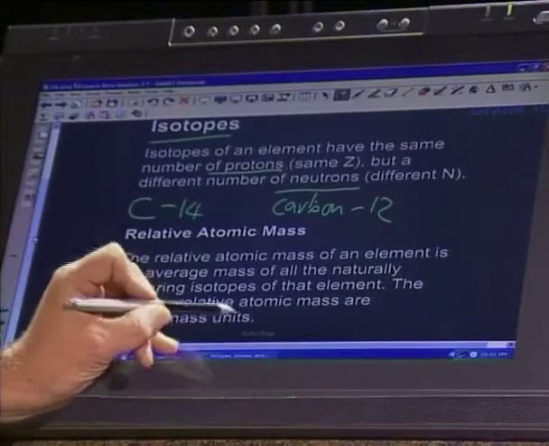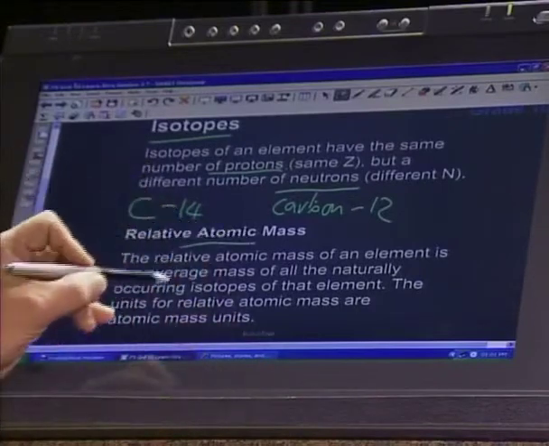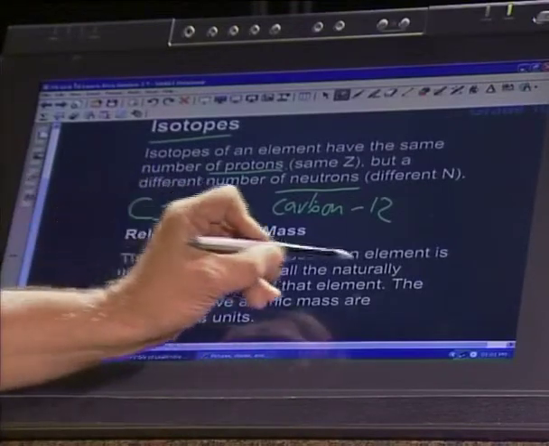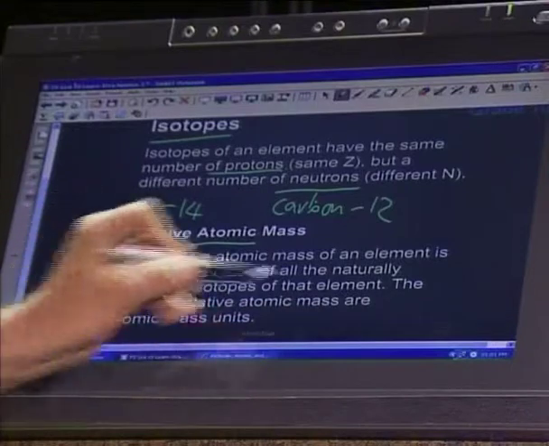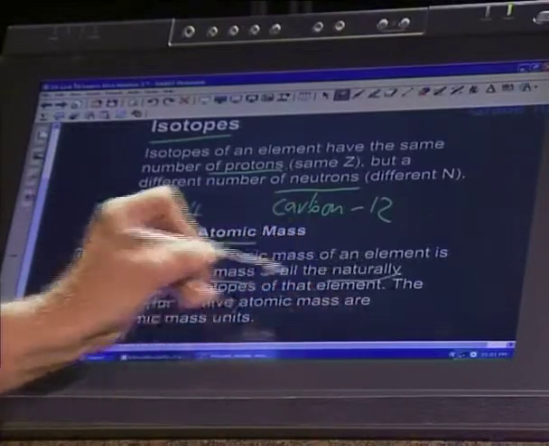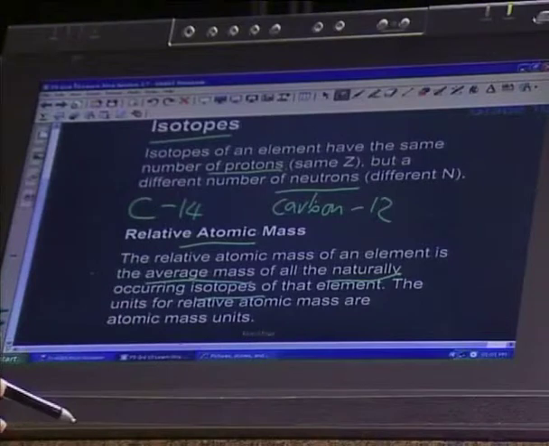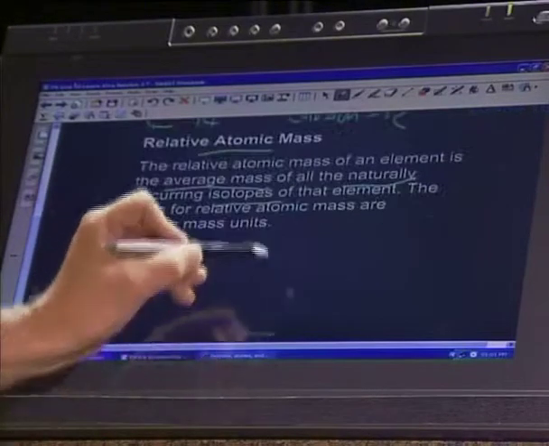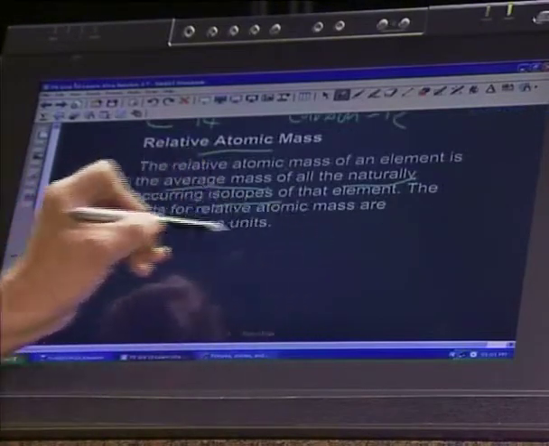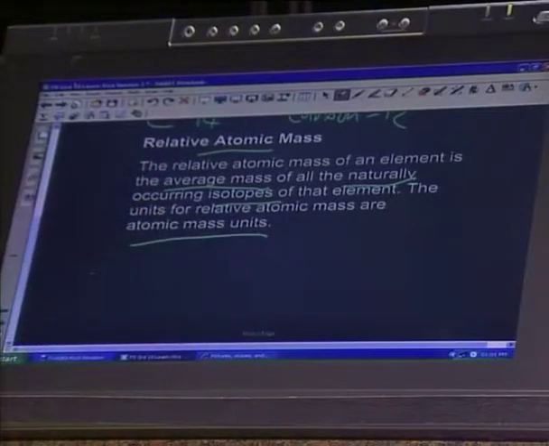So what we'll need to do is get an average mass. We call this the relative atomic mass of carbon. And here is our definition for the relative atomic mass: it is the average mass of all the naturally occurring isotopes of that element. The units for relative atomic mass are atomic mass units.